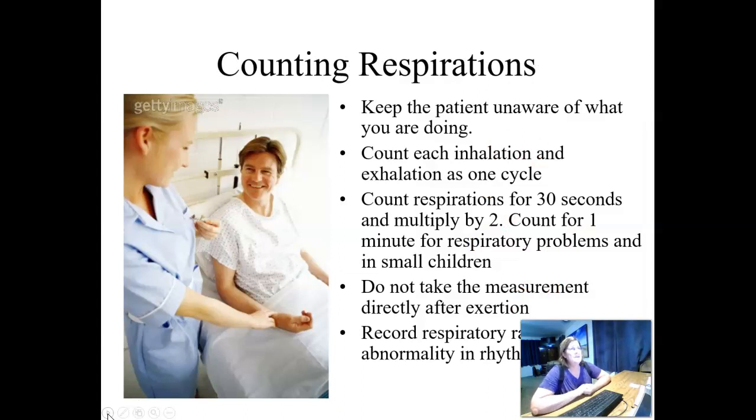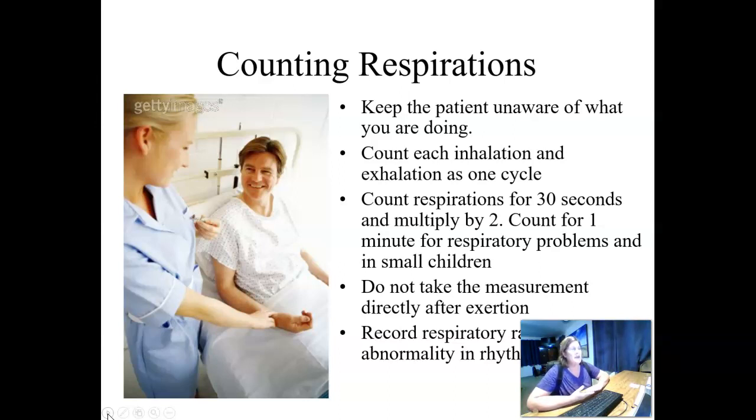So when we're counting respirations, you want to keep your patient unaware of what you're doing. If I tell you I'm going to count your respirations, you're going to automatically start thinking about your respirations, and you're going to modify them. They'll either become slow and regular, or a little bit more fast and shallow because you're thinking about them. So we want to keep the patient unaware of what we're doing.